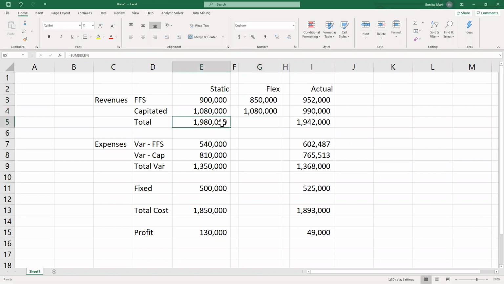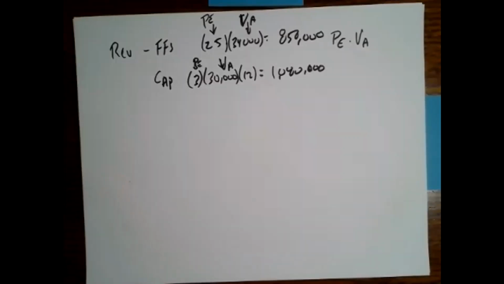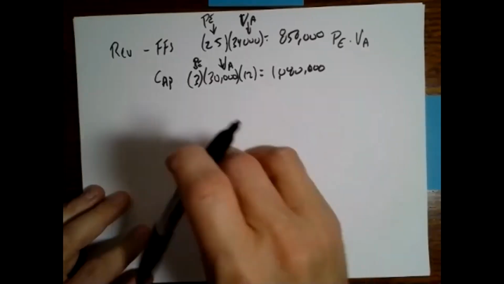And our total is just summing these two together. So we get 1930. Okay, now let's flip back to my handwriting. Now we need to work on variable costs.